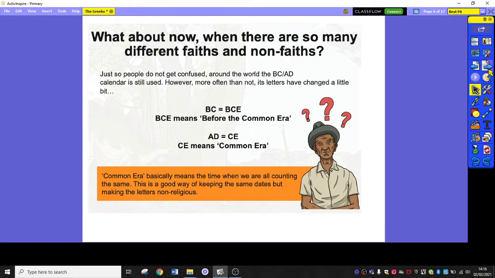This might also be written for people who aren't necessarily religious as BCE, which means before the Common Era, or AD might be written as CE, which is the Common Era. And Common Era basically means the time that we're counting from.